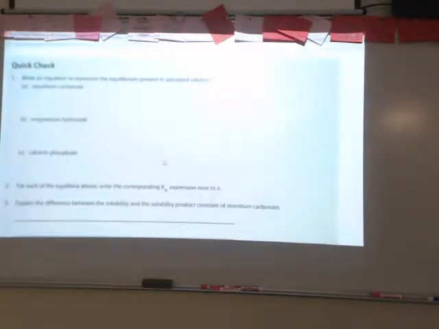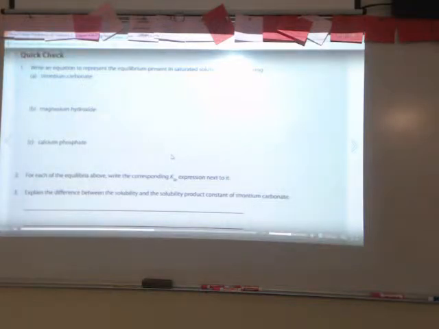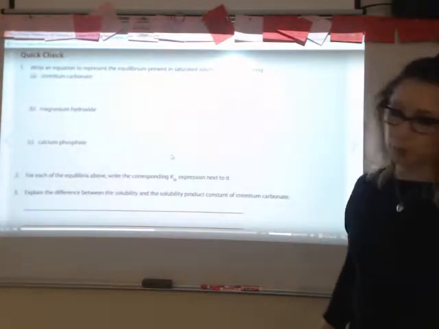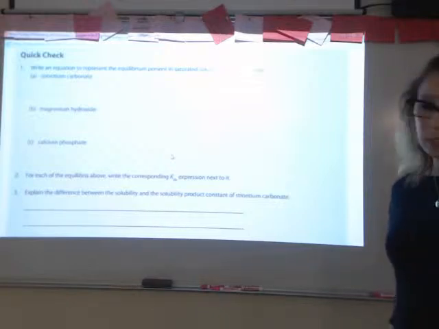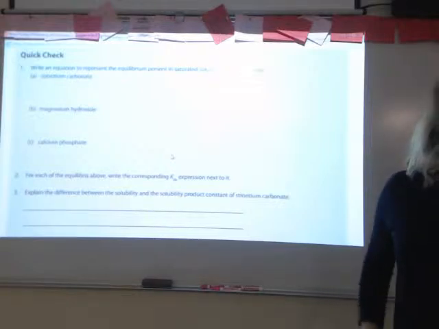So let's take a look at the quick check here. Write an equation to represent the equilibrium present in saturated solutions of the following. So we've got strontium carbonate. What's the chemical formula for strontium carbonate?